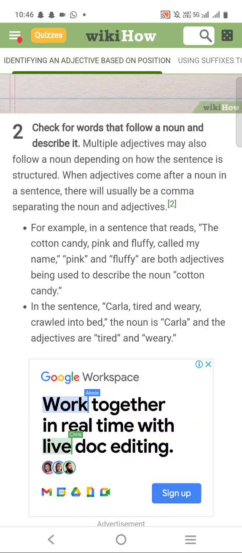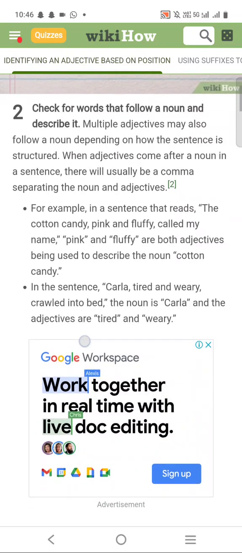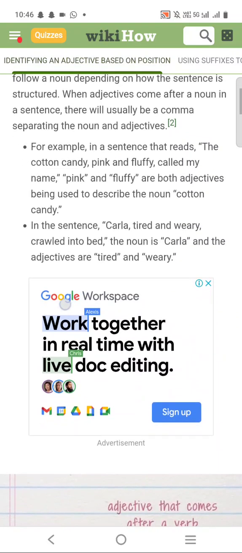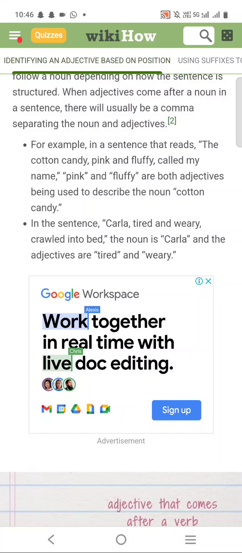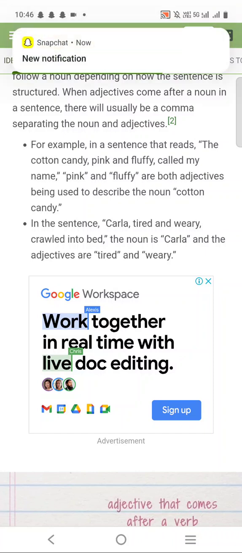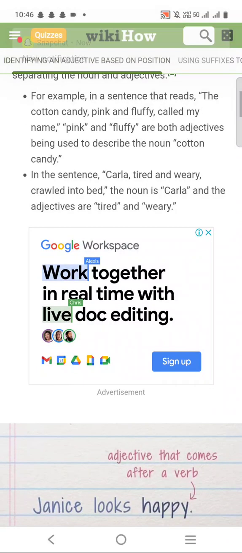For example, in a sentence that reads, the cotton candy, pink and fluffy, called my name, pink and fluffy are both adjectives being used to describe the noun cotton candy. In the sentence, Kayla, tired and very hungry, crawled into bed, the noun is Kayla and the adjectives are tired and very hungry.